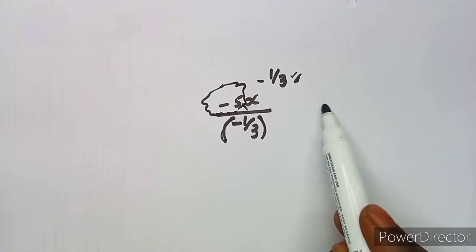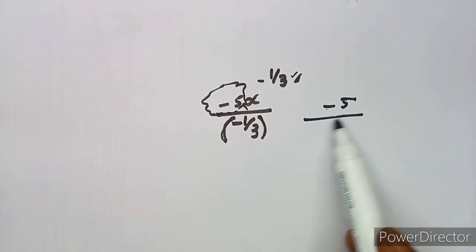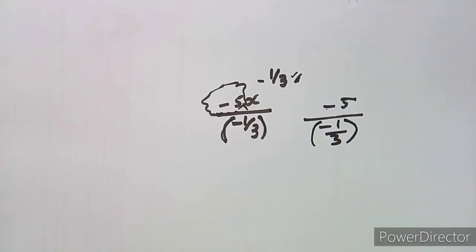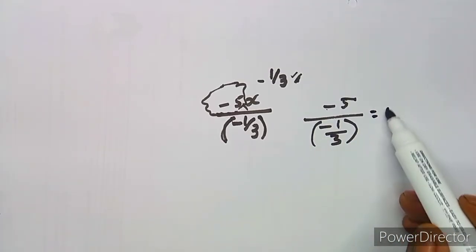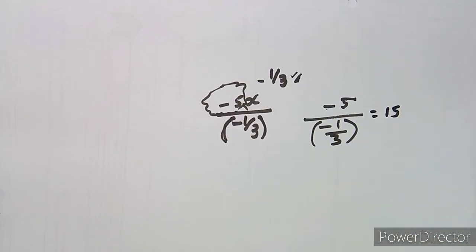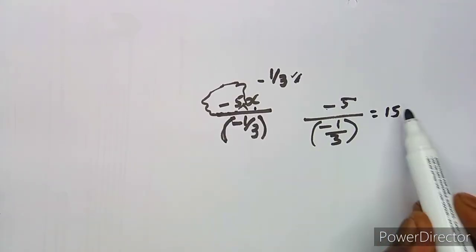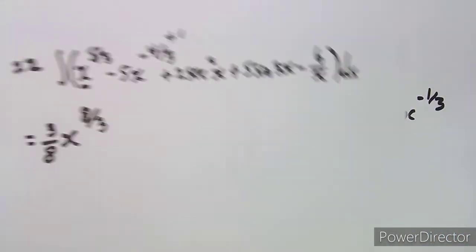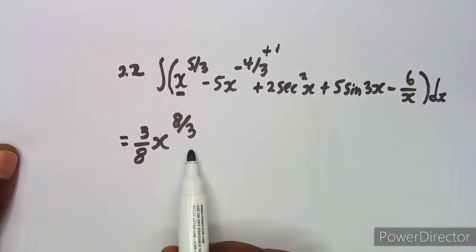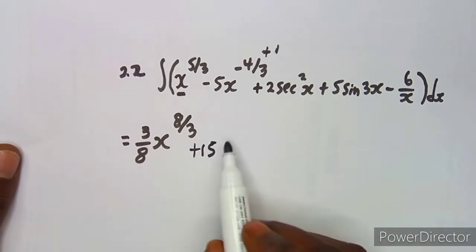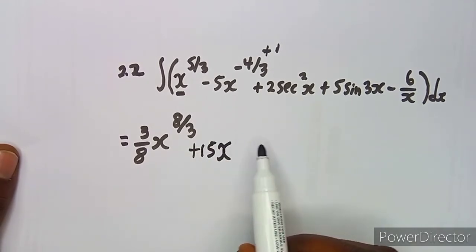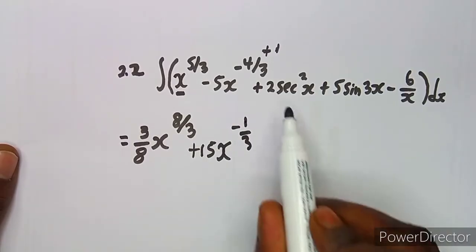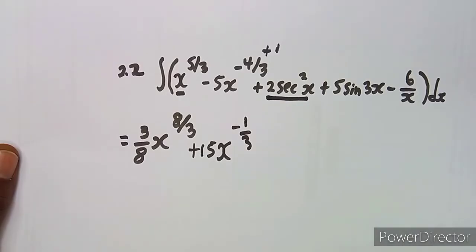So if you divide this negative 5 by negative 1 over 3 in a bracket like this on your calculator, you are going to obtain positive 15. But take note, there was already x to the exponent of minus 1 over 3. So this is going to give us plus. It's now a plus, so it's plus 15x to the exponent of minus 1 over 3, like that. All right. We move on to this 2 sec squared.